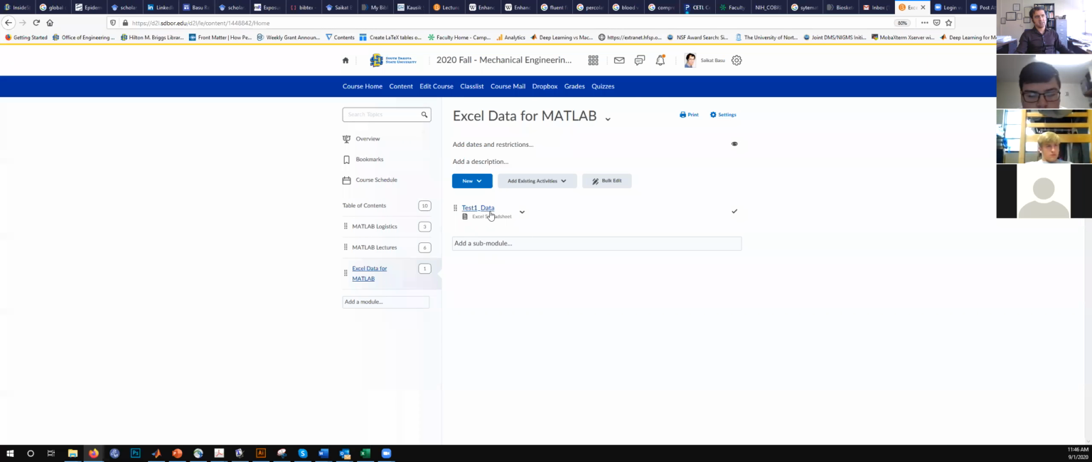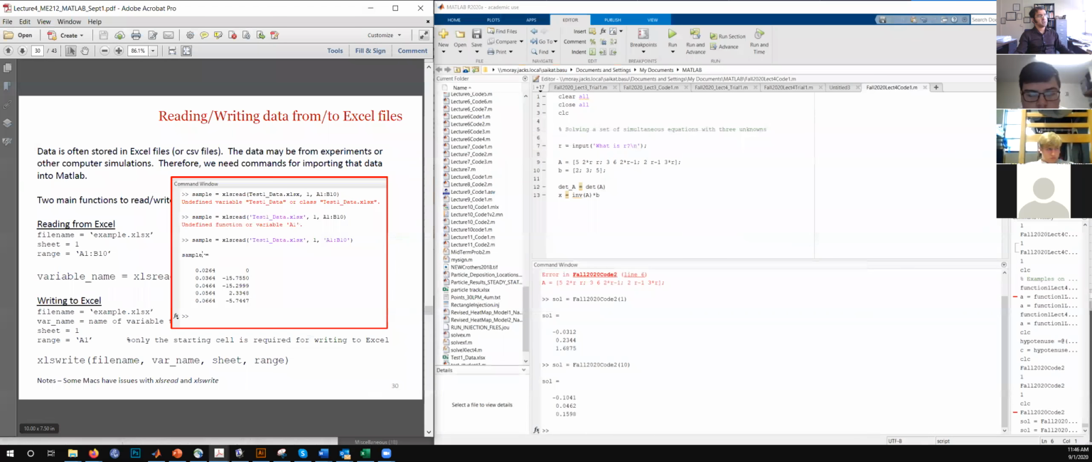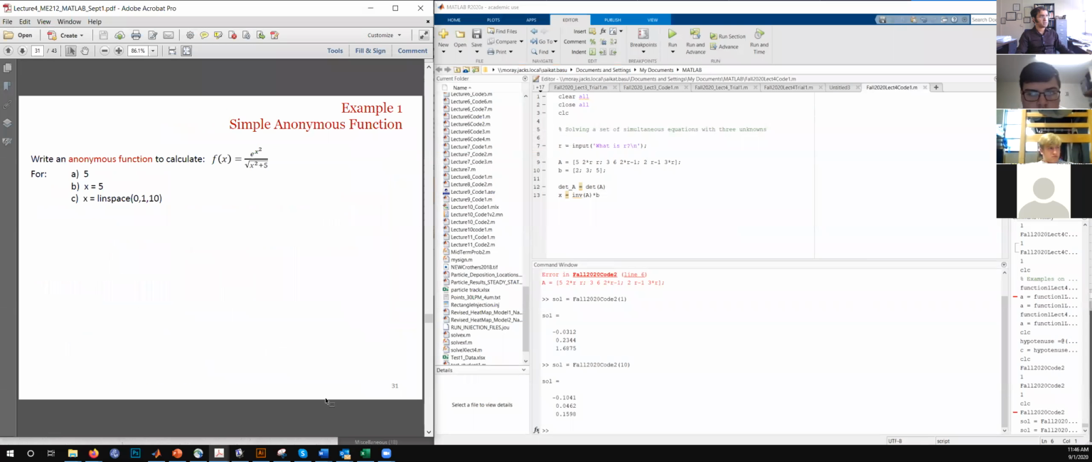What you should do is download this file and save this under your MATLAB directory. And once that test1 data file is in your MATLAB directory, then you can just follow this syntax to figure out how you read Excel spreadsheets into MATLAB. So try to do that at home and let me know in the next class if you have any questions.